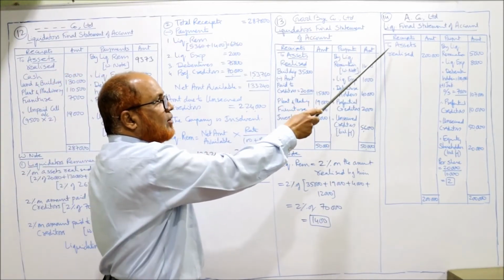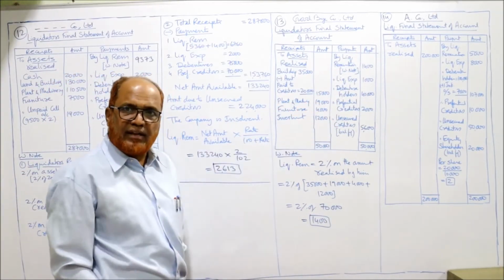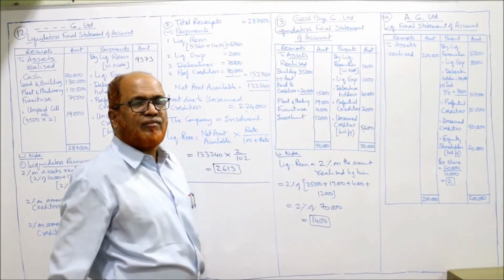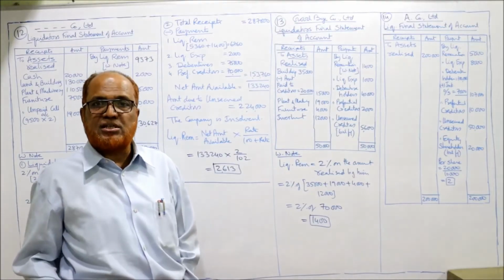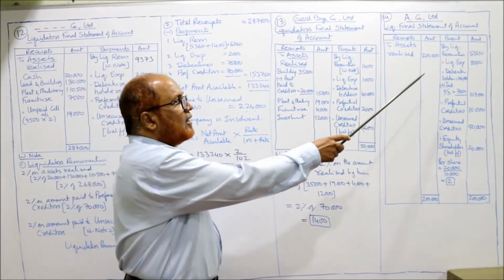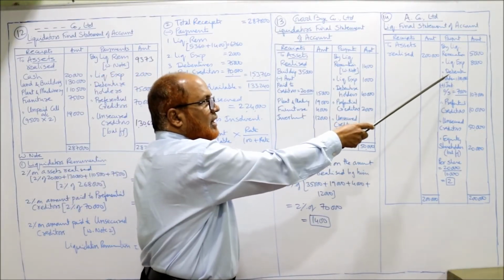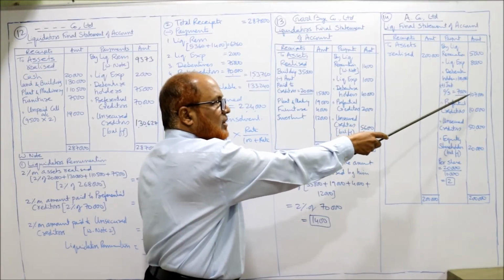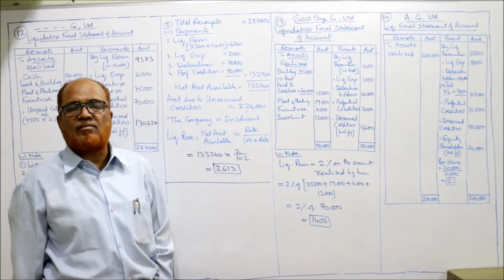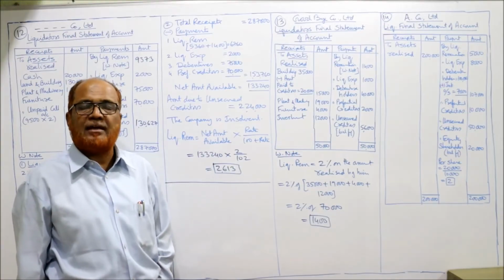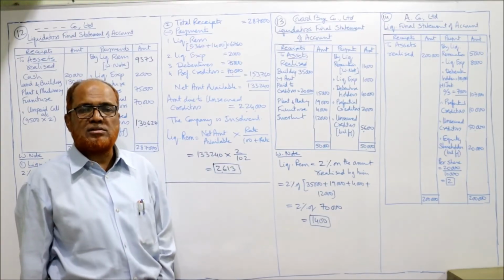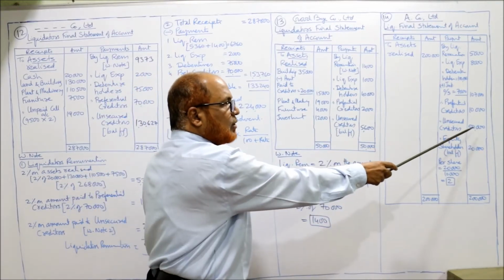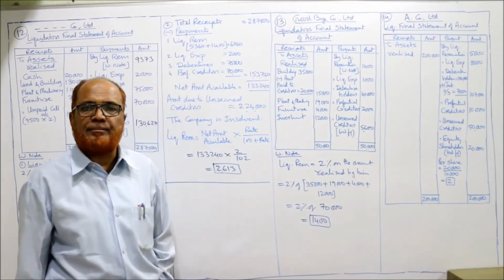Liquidator's final statement of account, assets realized are 2 lakh given in the problem. Directly we have taken. Now by liquidator's remuneration 5,000, no need of calculations, it is given specifically in the problem. So liquidation expense 8,000 given. Debenture holders are 1 lakh, add interest outstanding 7,000. So totally 1,07,000 rupees are to be paid to debenture holders, including interest. Then preferential creditors are 10,000, unsecured creditors are 50,000, fully paid.